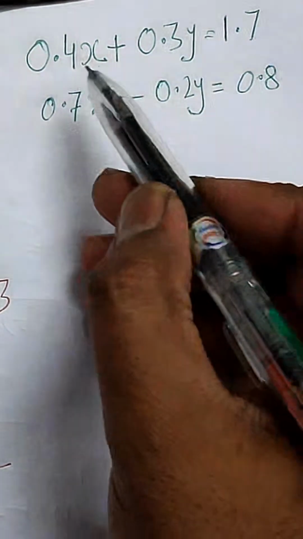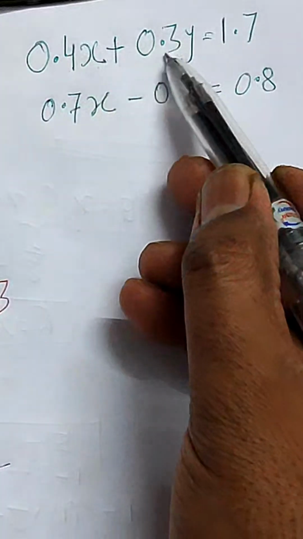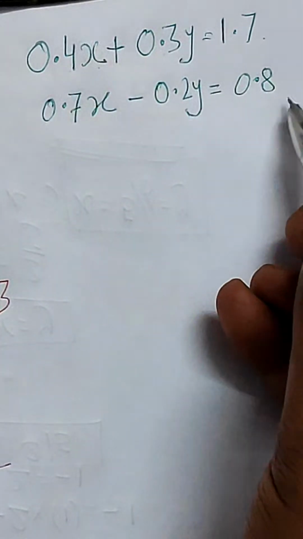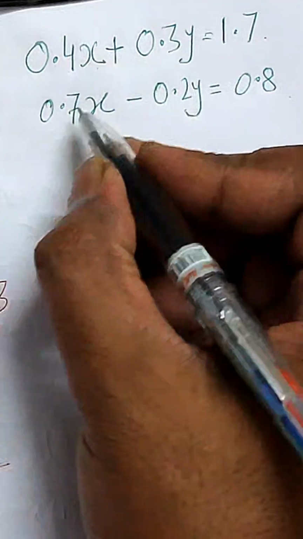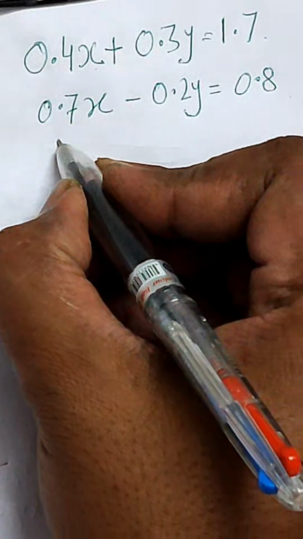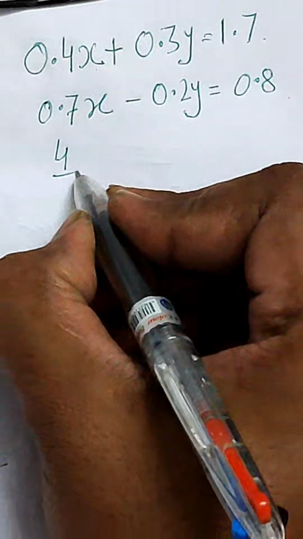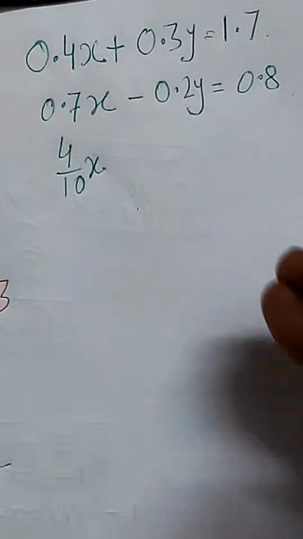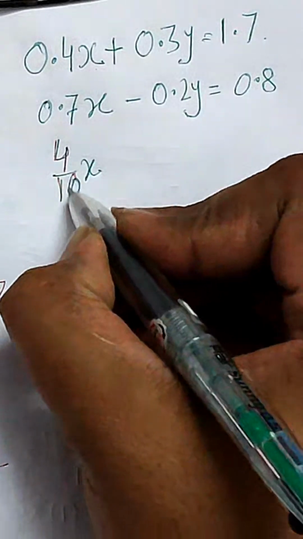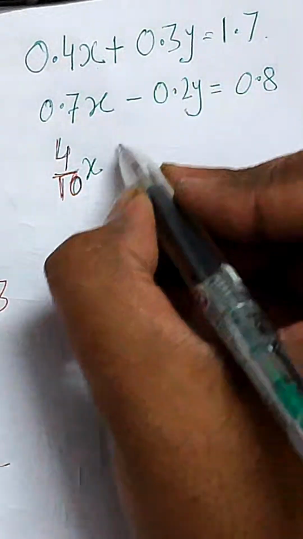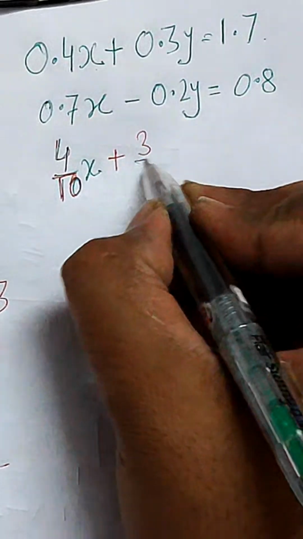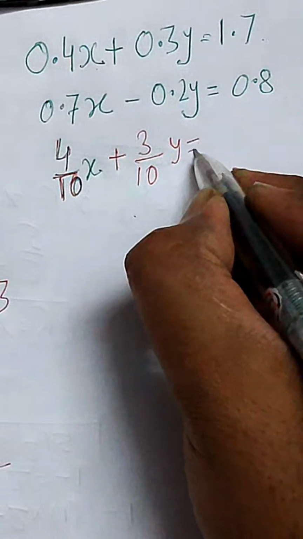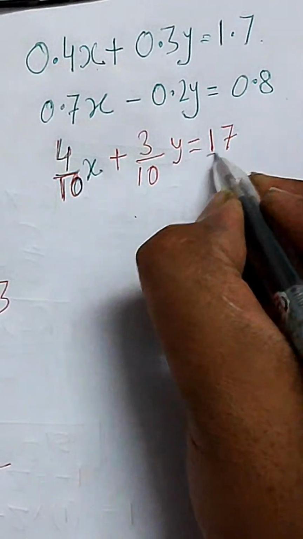Here in this question, you can see the decimal is present in all three terms of equation 1 and even equation 2. So just eliminate the decimals. When you eliminate the decimal, 0.4x can be written as 4 by 10x, and 0.3y can be written as 3 by 10y, is equal to 17 by 10.